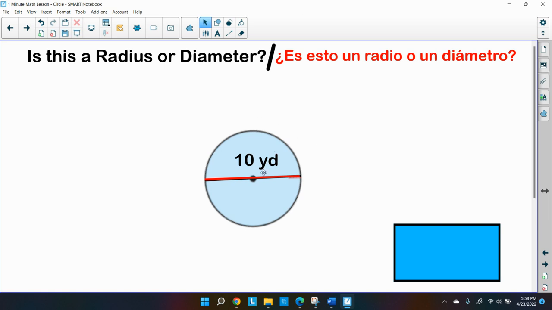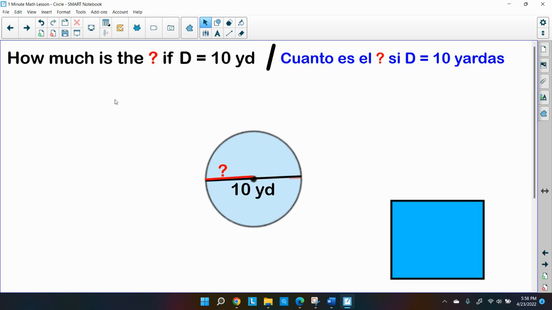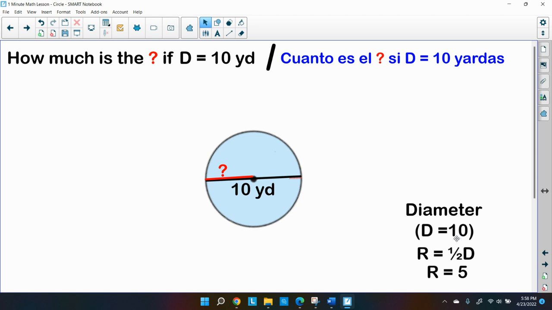You tell me. I see 10 yards, this red long line, so maybe that'll help you. Oh, how much is the question mark if the D, and I believe D stands for diameter, equals 10 yards? So this long line is 10 yards, and they only want the half part of it. Well, what's half of 10? 5. So the diameter was 10. So the radius, which is that little red line, is half the size of the diameter, and half of 10 is 5.